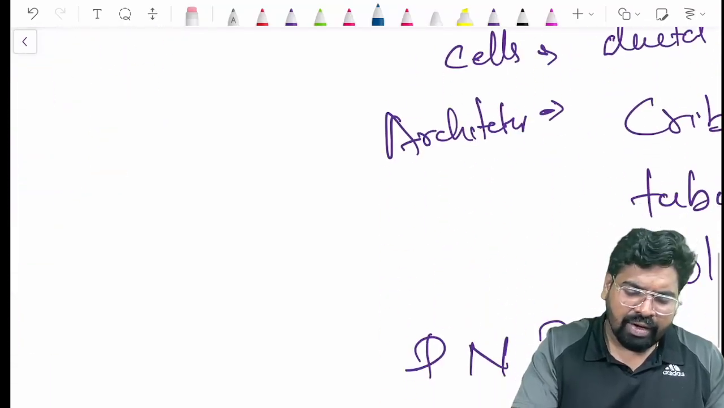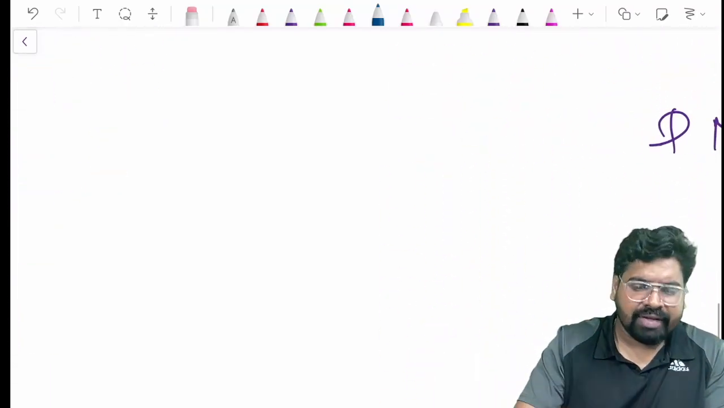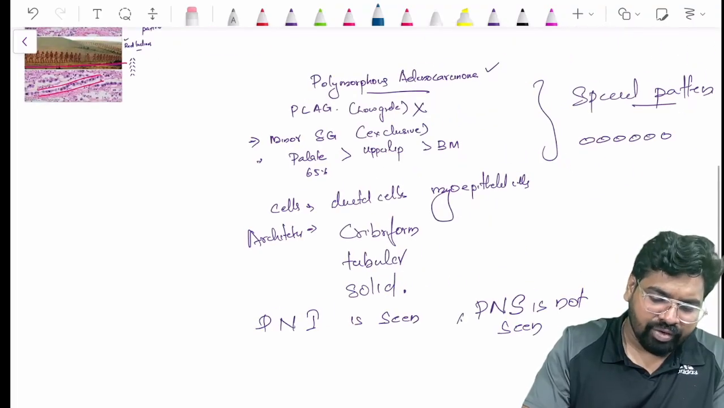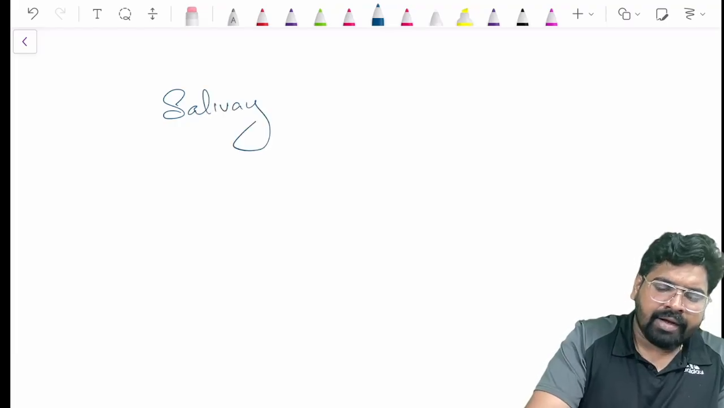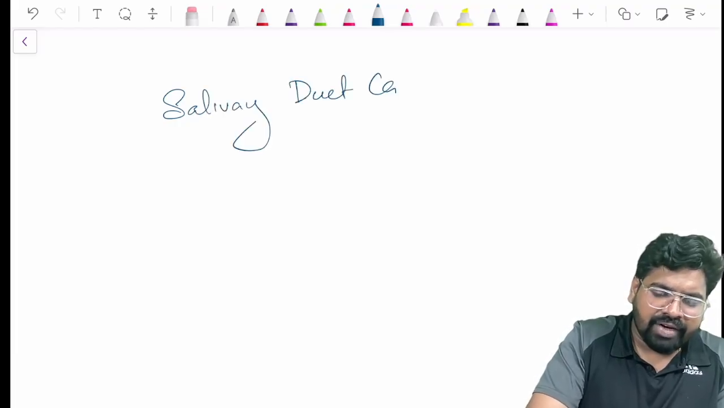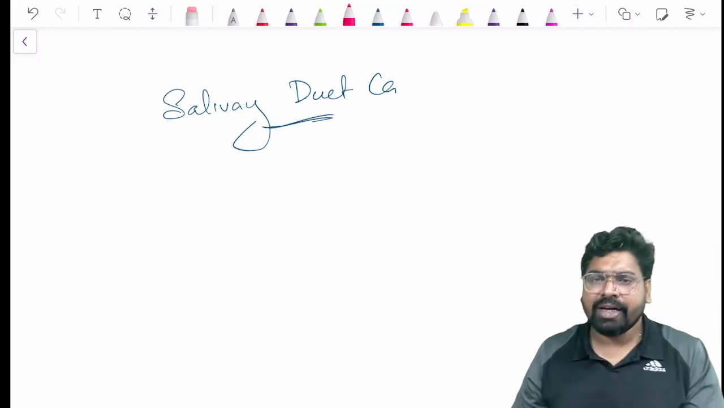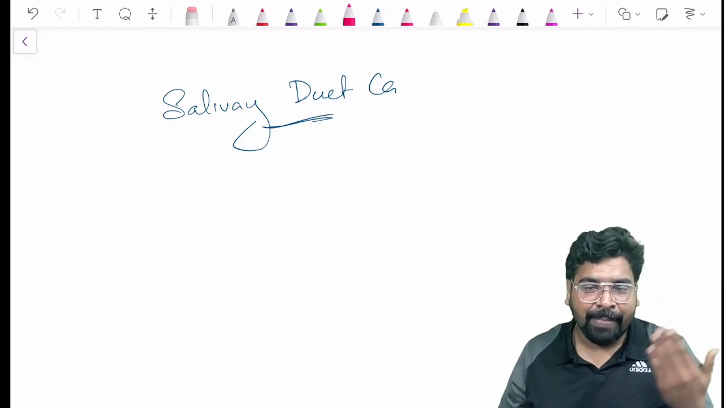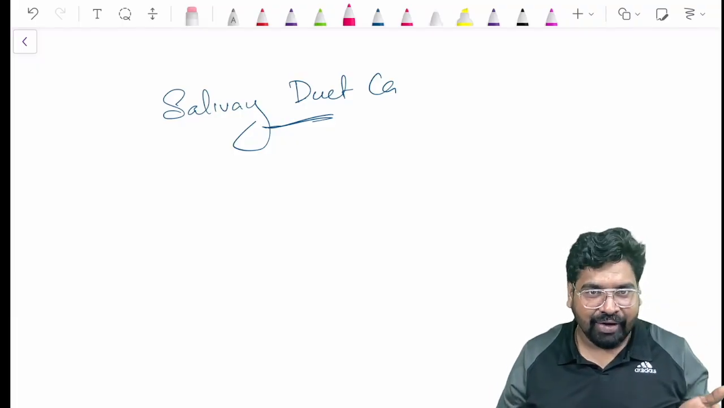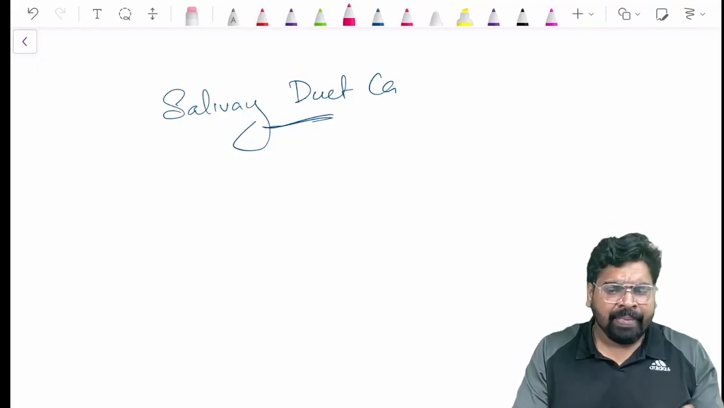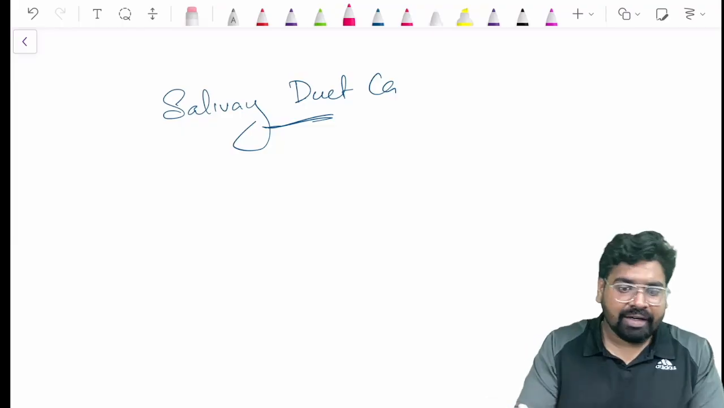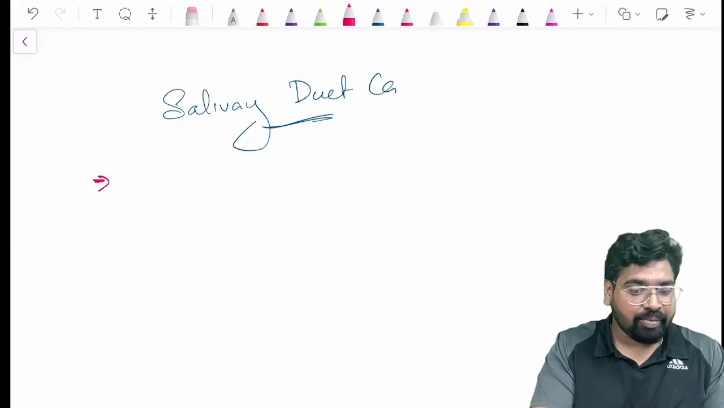Okay, now the last small tumor I will say, that is your salivary duct carcinoma. Now salivary duct carcinoma, you know that it is a monophasic tumor. It is arising from the ductal cell, salivary ductal cell. Okay, so terminal ductal cell carcinoma, there are other names for this. Now what is the peculiarity of salivary duct carcinoma is that it is a very high grade carcinoma.